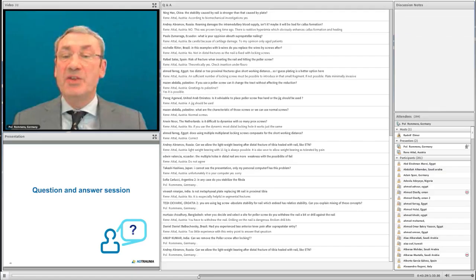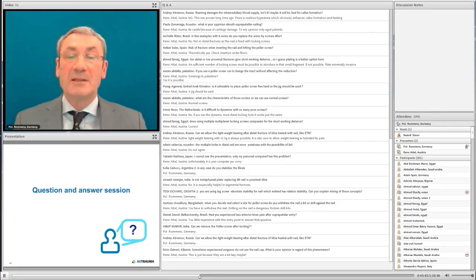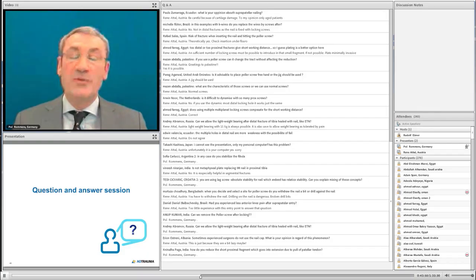I have another question from India. How do you reduce the short proximal fragment which goes into extension due to the pull of the patellar tendon? This is very nice. This question comes up again and again. Certainly, you have to close your fracture gap with the pointed reduction forceps. Personally, I prefer to use a lag screw additionally to this pointed reduction forceps because it adds stability.